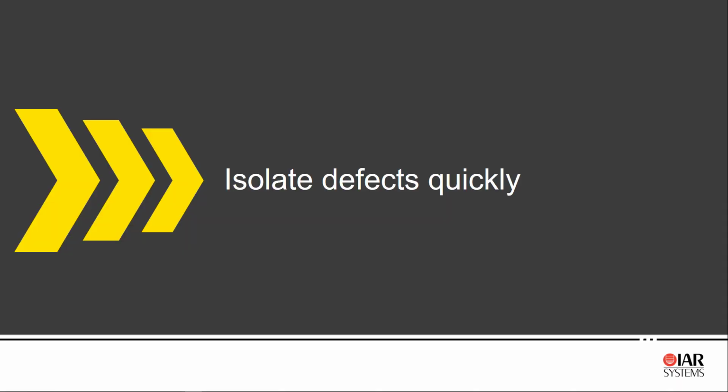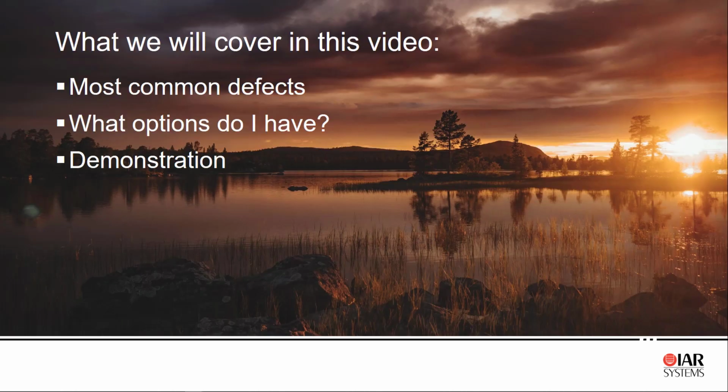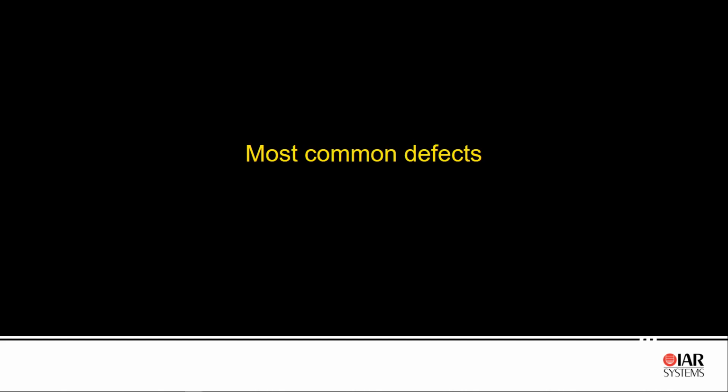Field Applications Engineering Team Leader for IAR Systems, and I'm going to be your guide through this video on how to isolate defects quickly. What we're going to talk about are some of the more common defects that developers encounter inside of their code when they're doing debugging. In other words, runtime or dynamic analysis. And then we're going to look at what options you have to help you find these defects a little bit more quickly. And finally, I'll finish up with a quick demonstration of how we solved that problem at IAR Systems.